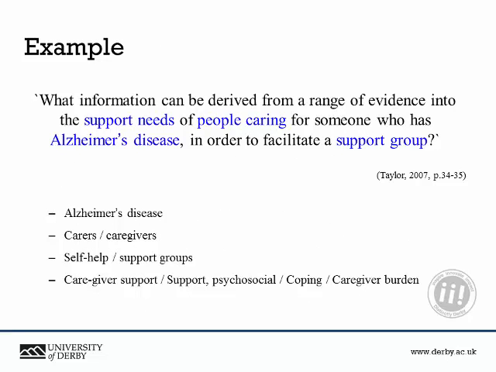So here we have an example question. What information can be derived from a range of evidence into the support needs of people caring for someone who has Alzheimer's disease in order to facilitate a support group? Now from this, we would need to draw out the initial terms to search for and also any possible variant terms as well. Alzheimer's disease is already specific, so we don't actually need other terms. If the term was actually dementia instead, then we might also want to look for Alzheimer's, Creutzfeldt-Jakob syndrome.